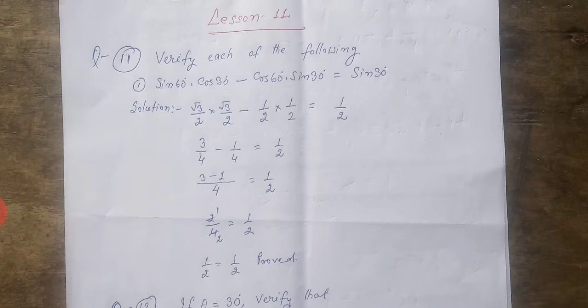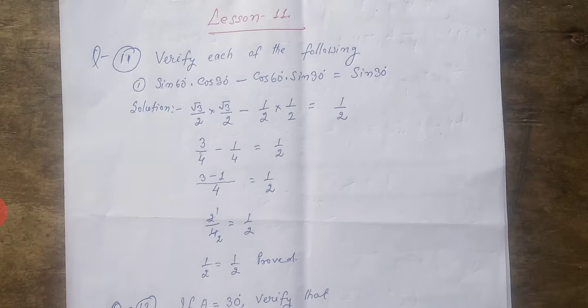sin 60 degree into cos 30 degree minus cos 60 degree into sin 30 degree is equal to sin 30 degree. Solution. Putting the values of sin 60 degree, cos 30 degree, cos 60 degree, sin 30 degree in this expression, we see sin 60 degree is equal to root 3 by 2, cos 30 degree is equal to root 3 by 2, minus cos 60 degree, here we put the value 1 by 2, into sin 30 degree is equal to 1 by 2. Now the right side, sin 30 degree is equal to 1 by 2.